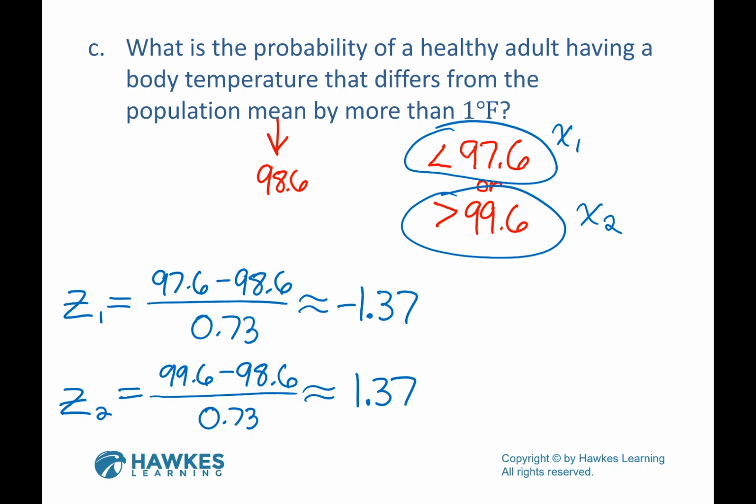Why does that happen? Why are they just opposites? Because on this one, we're going 1 degree down from the mean. This one, we're going 1 degree up from the mean. So 1 degree down, that many standard deviations down. 1 degree up, this many standard deviations up. It makes sense. They come out opposites.